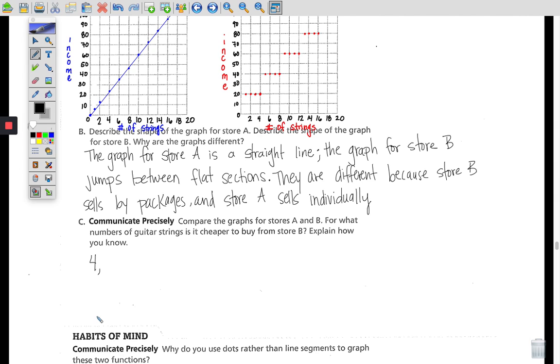Alright. Next would be 40. So what's below 40 here? 8 would be above 40. 7 times 6 would be 42. That would be above the 40. So numbers 7 and 8, if you needed 7 sets of strings or 8 sets of strings, would be below that 40, or it'd be cheaper at store B.